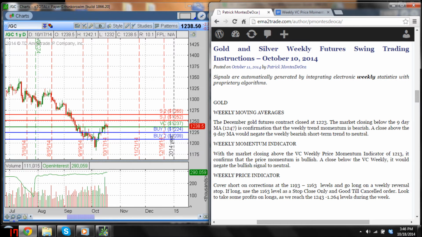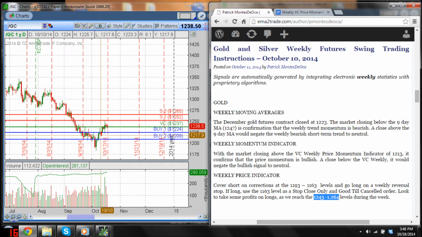closing above the VC weekly price momentum indicator of 1213, it was bullish, and it confirmed the bullish stance coming into last week. It also told you where you should put your stop, that if it closes below 1213, it would turn the bullish signal to neutral. And it told you basically that if you go short, if the market came down below 1213, the 1103 and 1163 would be the ideal levels to cover those shorts. But if you were long, which we were coming into last week, to take profits at the 1243 to 1264 levels during last week.